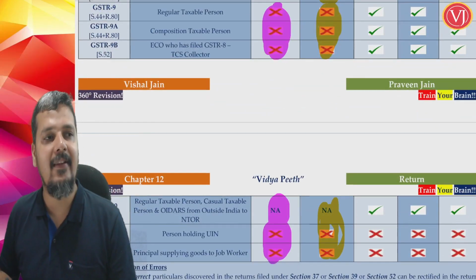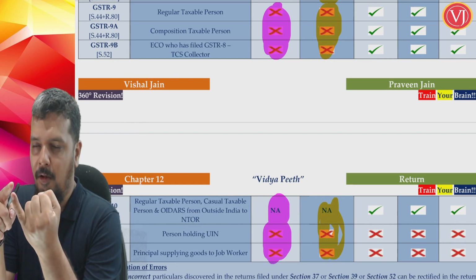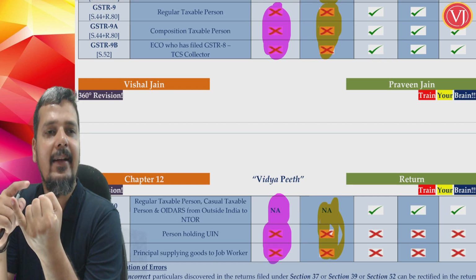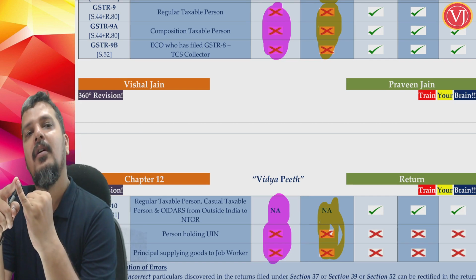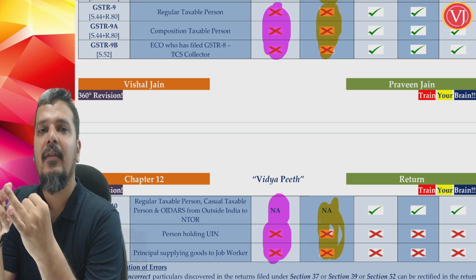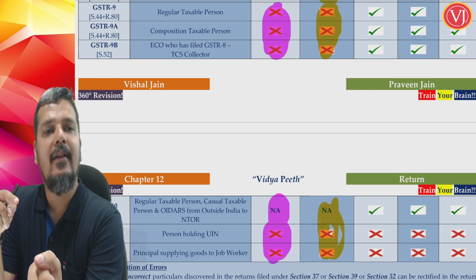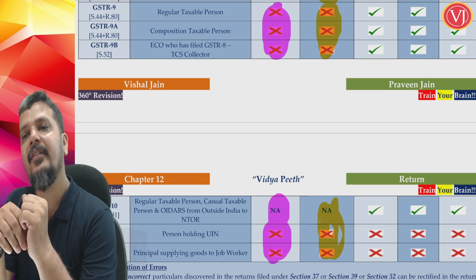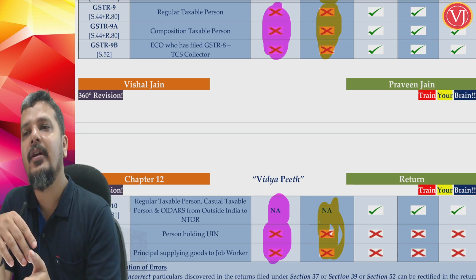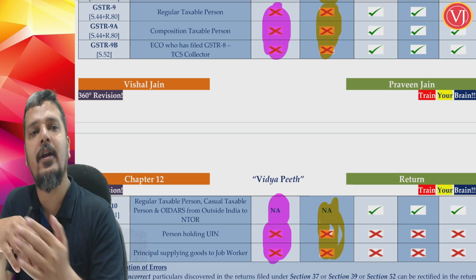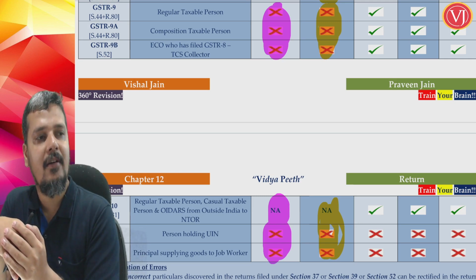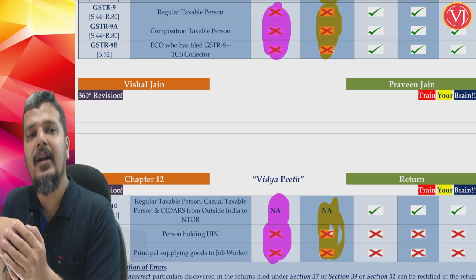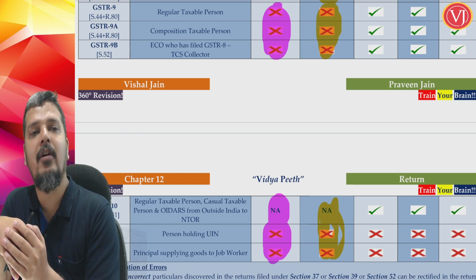See, the answer is basically the same. When you talk about your 9, 9A, 9B, 10, 11, ITC 04, rectification is not possible, and filing of the previous period's same return is not required. Put it in simple language: I can file the annual return of the current financial year without filing the annual return of the previous financial year. Correct. I can file GSTR 7 or 8 of the current month without filing GSTR 7 or 8 of the previous month.